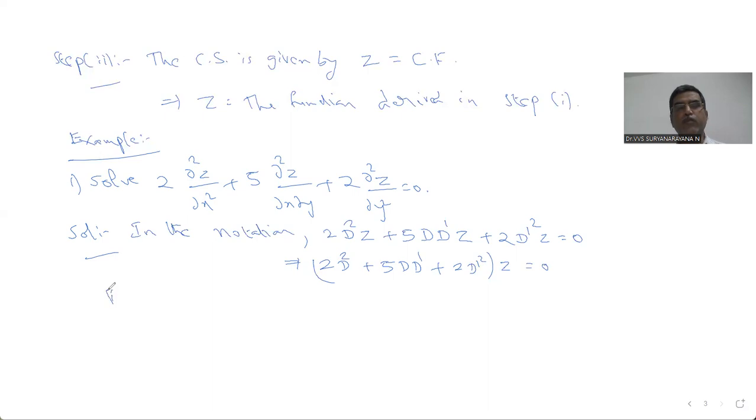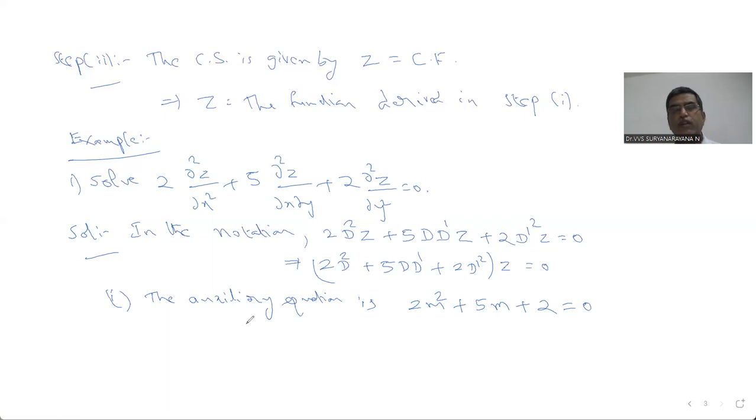Now coming to step number 1. So as per the procedure, in this operator, by replacing D with m and D' with 1, we have to write the auxiliary equation. So the auxiliary equation is given by replace D with m. So first term will become 2m^2. Second term will become 5 into m into 1. Third term becomes 2 into 1 square equal to 0. So consider only the operator in terms of D, D'. So it is of the form f of D, D'. So in place of D put m, in place of D' put 1.